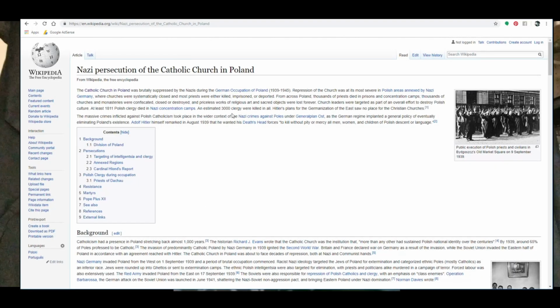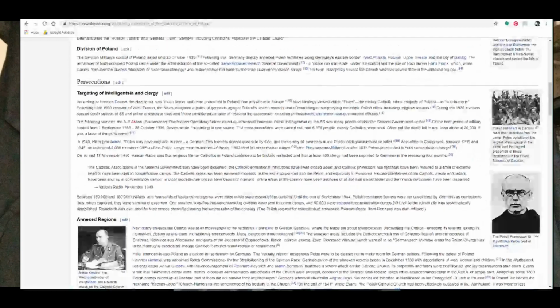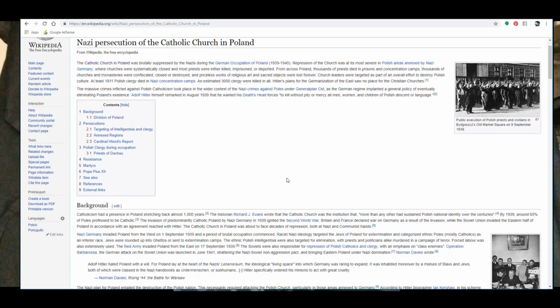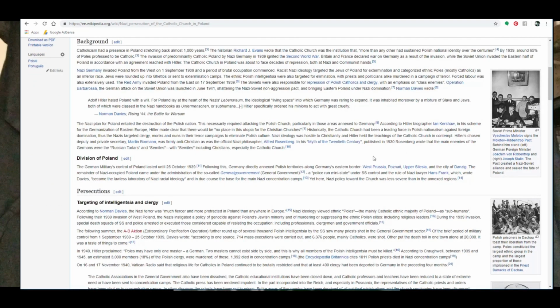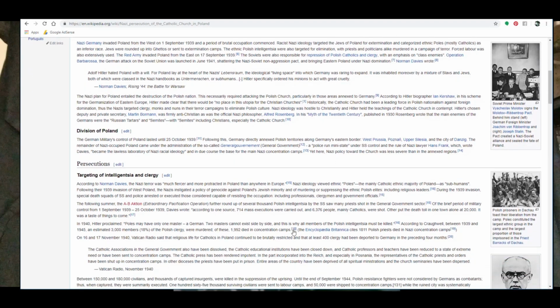This is a very brief overview of the Nazi persecution of the Catholic Church in Poland. It is fair to say that the Nazi occupation did provide a lot of conflicts for the Catholic Church in Poland. There were many Catholic clergy members who were sent off to concentration camps and were also persecuted by the Nazis. And to be fair, the communists were doing the same thing.